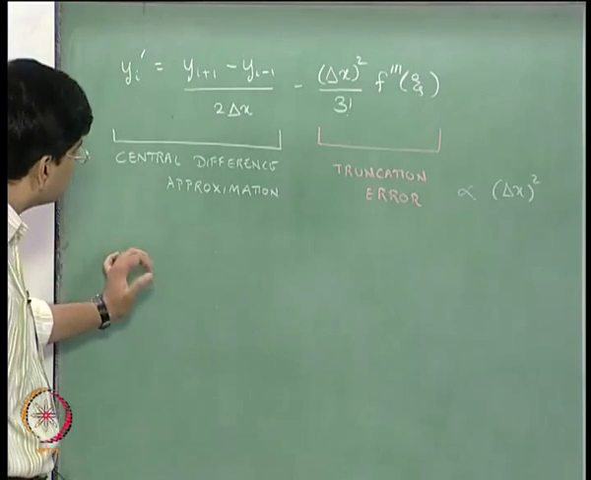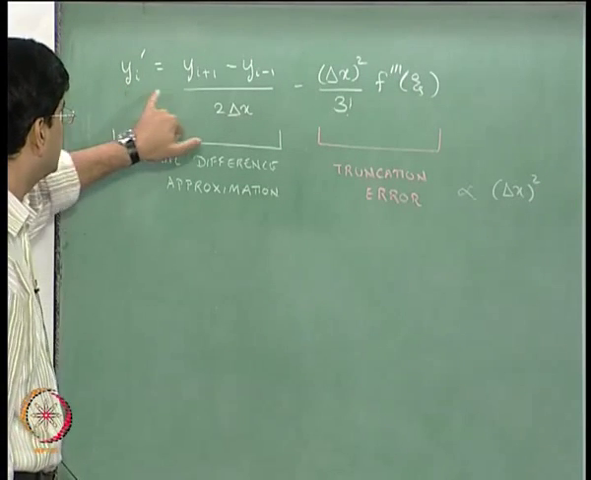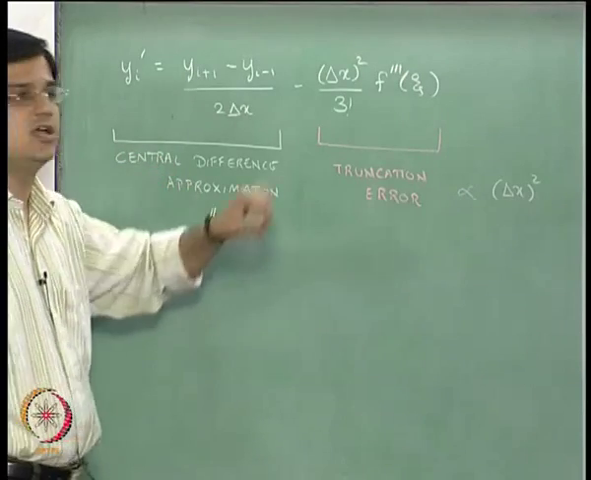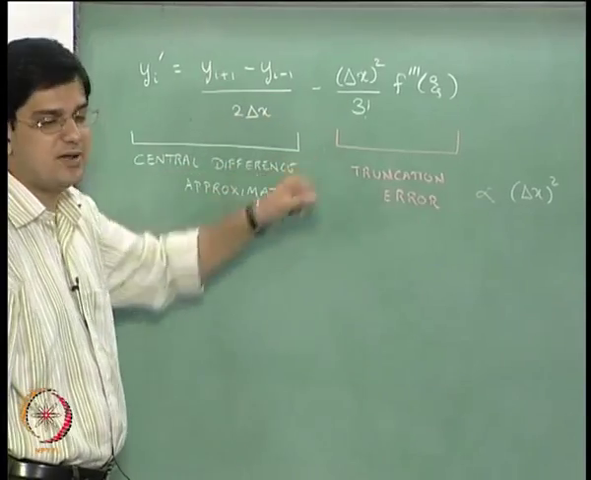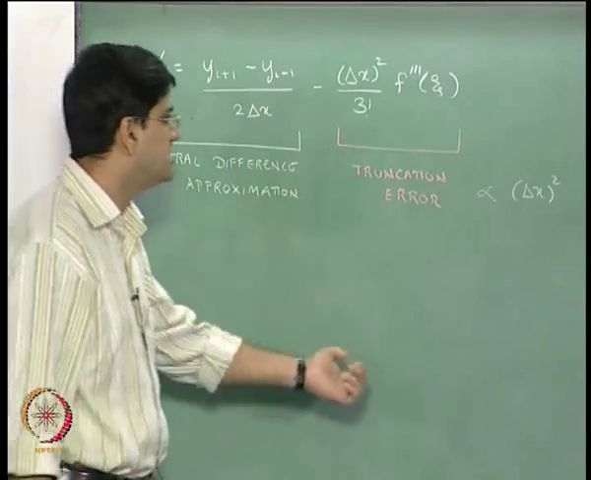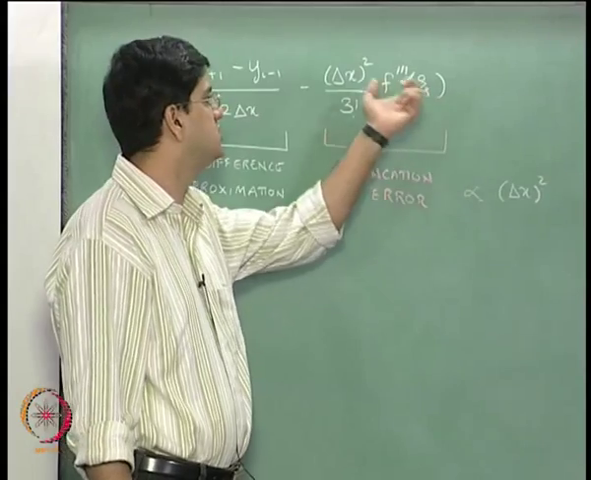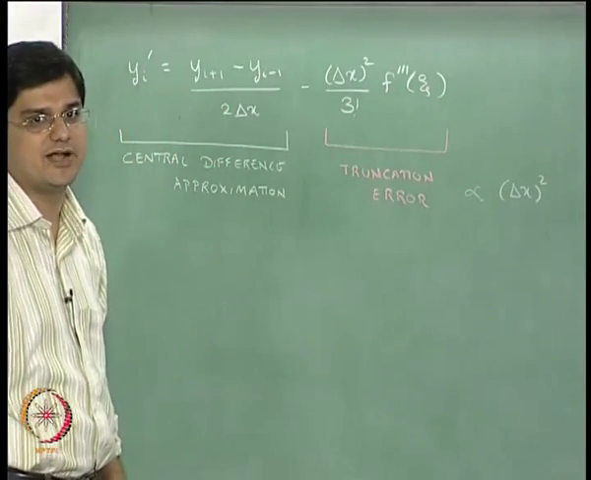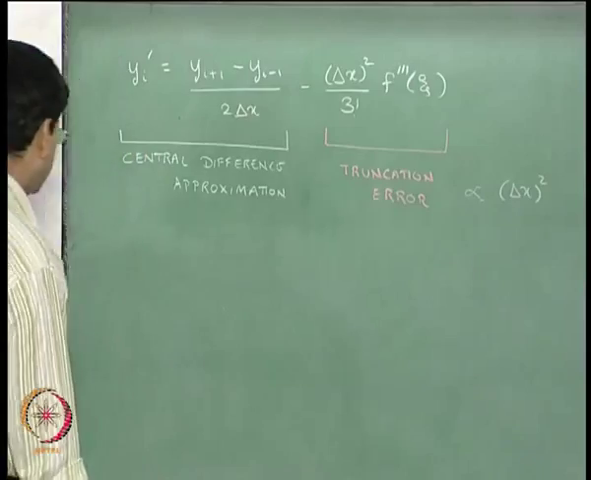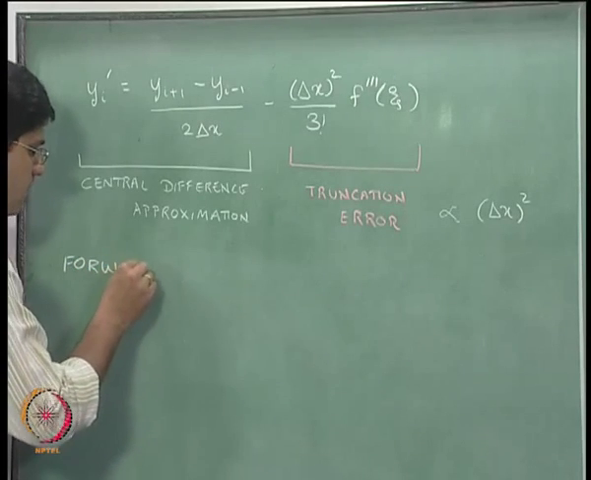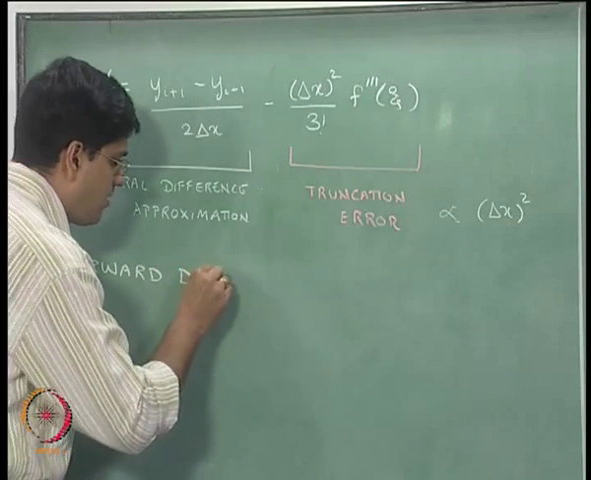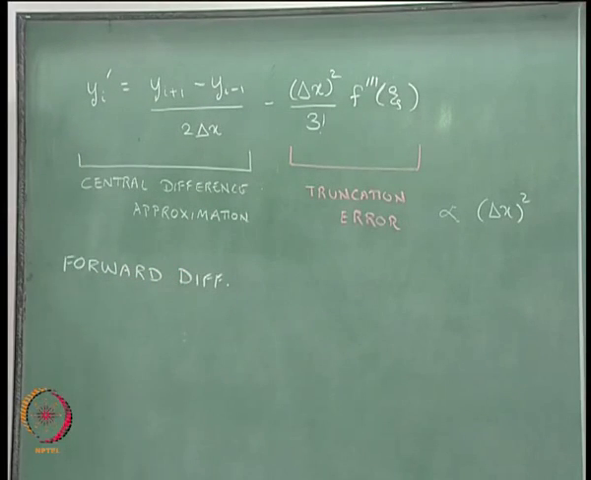So in conclusion, yi dash, that is the first derivative of yi using the central difference approximation, is yi plus 1 minus yi minus 1 divided by twice delta x, and the truncation error in the central difference is of the order of delta x squared. Okay. Now let us look at the forward difference approximation. In forward difference approximation, let us go back to what we had written over here.